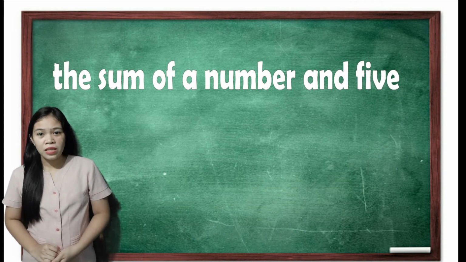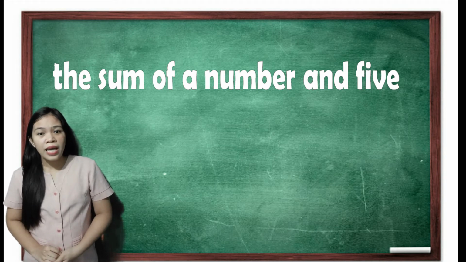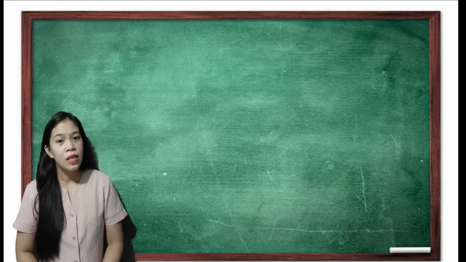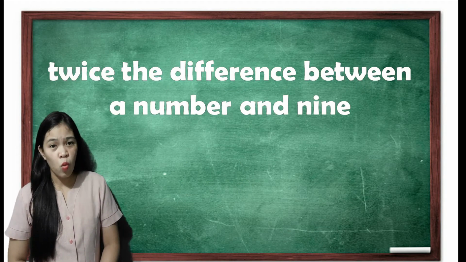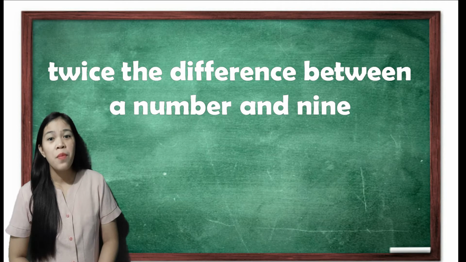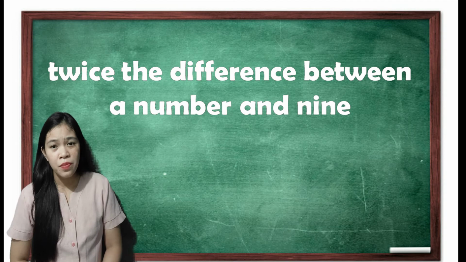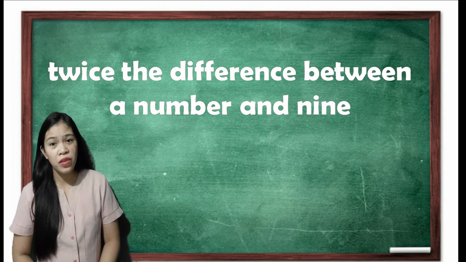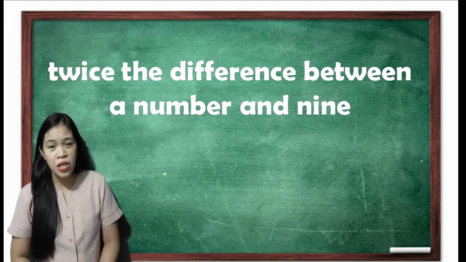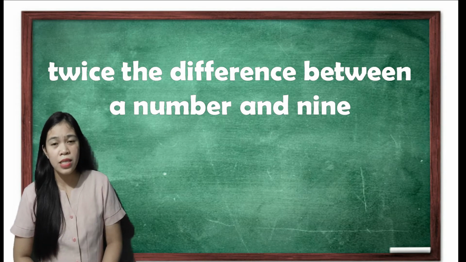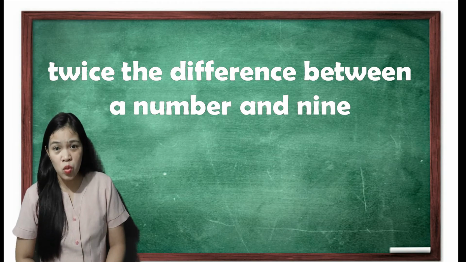Going back to the given, since there is a word sum and it implies addition, we can translate this as x plus 5. Let's try the next one. Twice the difference between a number and 9. If you will notice, there are two operations involved in this example. First is multiplication because of the word twice, which means times 2.